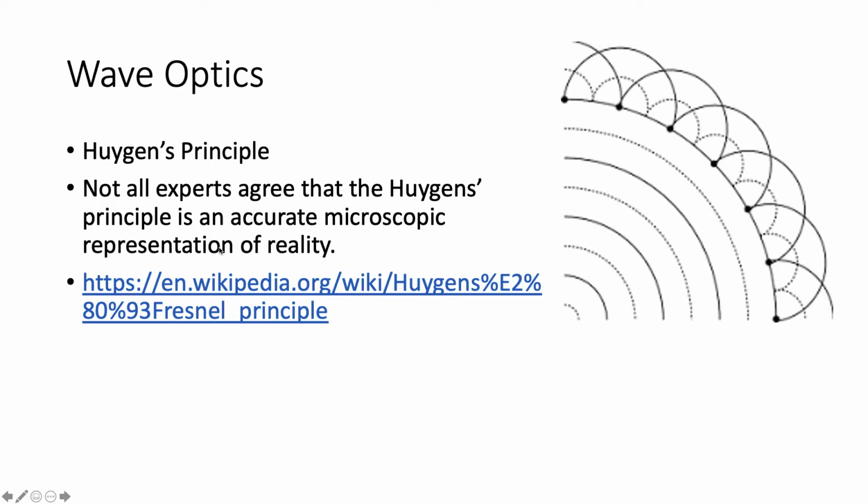But in A-level physics, you can just take Huygens principle as a given, because we're going to use it to explain quite a lot of phenomena such as diffraction and interference. So just take it as a given, even though it is good to be aware that it is still debated and it's not the most perfect law.